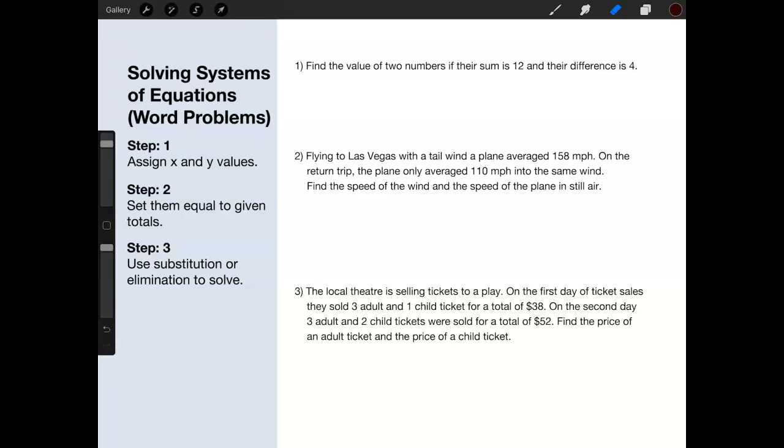Example number 1, find the value of 2 numbers if their sum is 12 and their difference is 4. When we see the word sum, we know that we're going to be using addition. So we can write x plus y is equal to 12. And when we see the word difference, we know we are subtracting. And we can use x minus y is equal to 4.